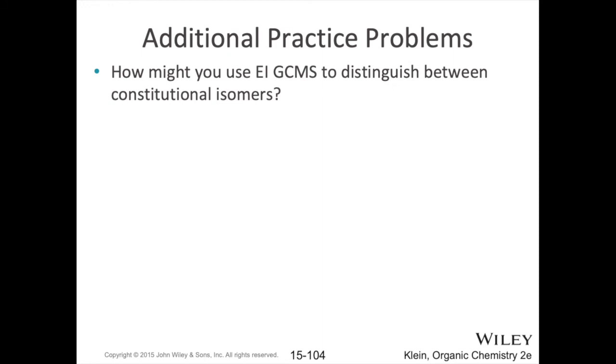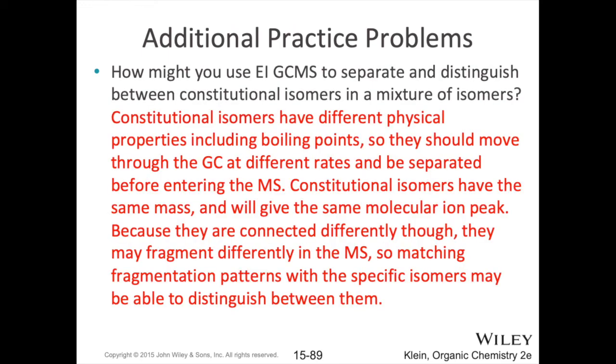Okay, how would you use GCMS to distinguish between constitutional isomers? Well, this is kind of a broad question, but basically, typically you have different boiling points and different physical properties like polarity and so on. So the GC part of that would help distinguish that, just because based on the difference in polarity or boiling point, they would move through the column at different speeds. So they would show up as different peaks on your GC data.